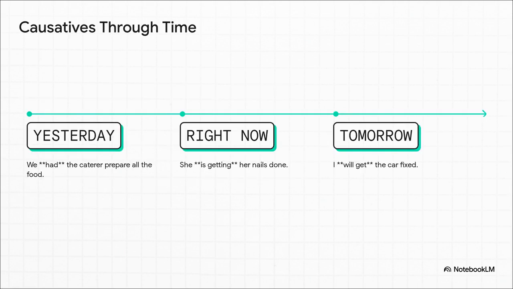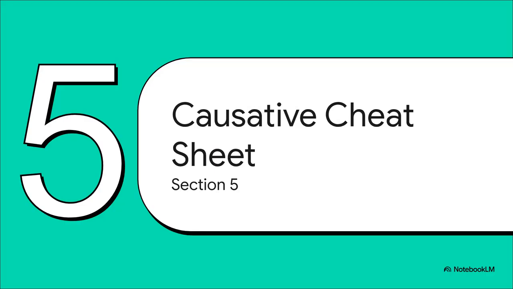So, you might be wondering, how do I use these in the past or future? Well, it's actually incredibly easy. You don't change the main action verb at all. You only change the causative verb. So, yesterday, we had the food prepared. Right now, she is getting her nails done. And tomorrow, I will get the car fixed. It's that simple.